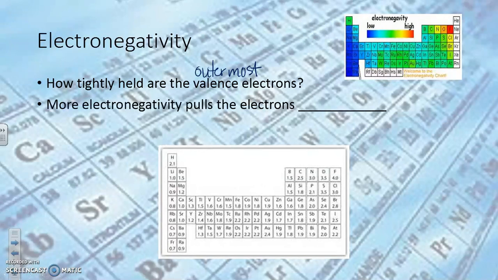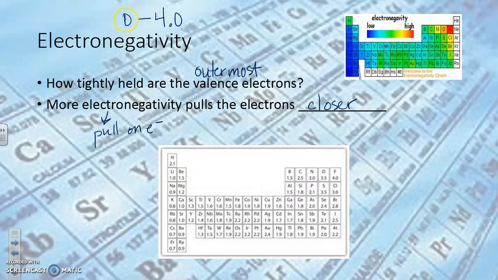The more electronegativity, or pull on electrons, that an element has, the closer it holds the electrons. Electronegativity is not something that you can go out and determine. It's based off of a calculation, and there are set values for it. It goes from 0 to 4, 4 being the highest and most electronegative, and 0 being the least.